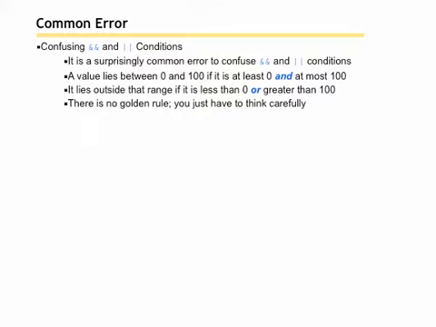It's also common to confuse the and and the or conditions. Typically that happens because our English doesn't line up with our logic. If a value lies between 0 and 100, if it's at least 0 and at most 100, we say if a value is greater than 0 or less than 100, but that or is not what we mean. We mean and. And if it lies outside a range, we say if it's less than 0 or greater than 100. But sometimes in speaking we might use and instead. There is no golden rule. You just have to think carefully.